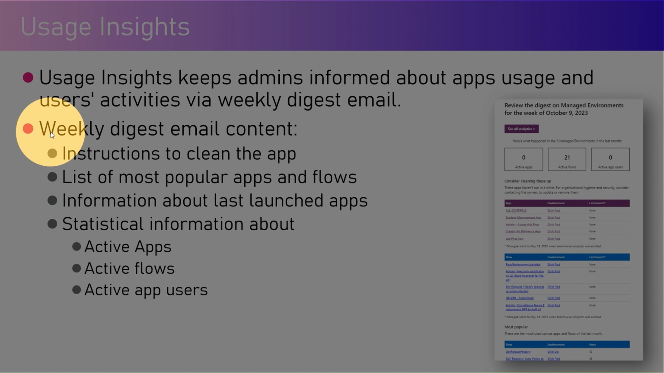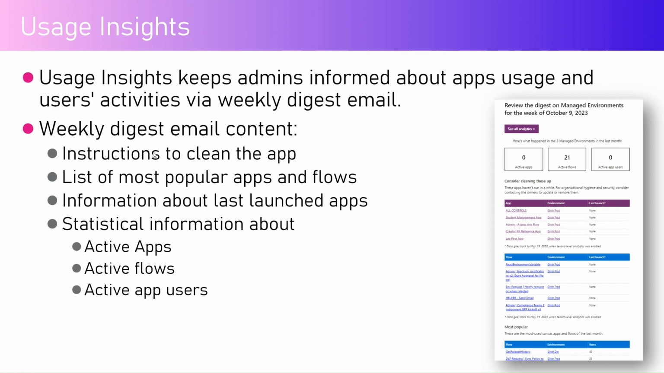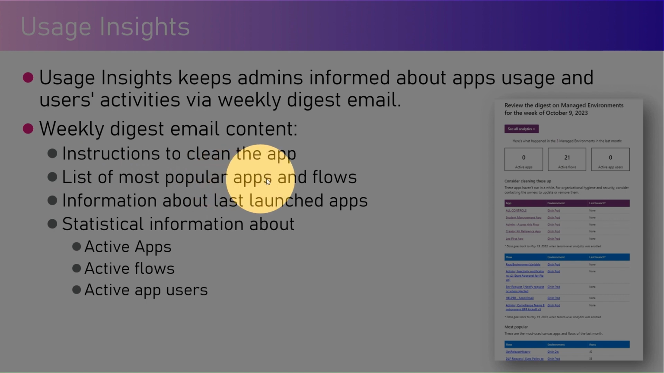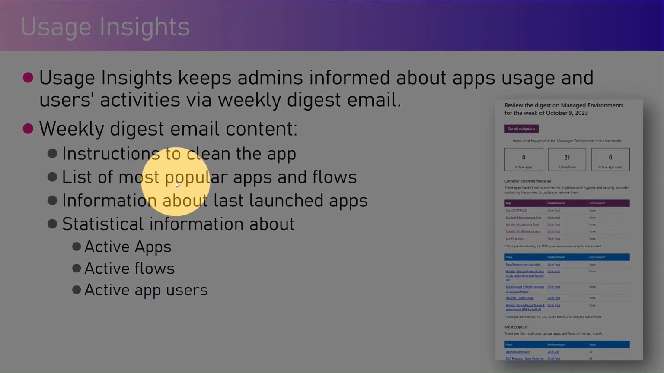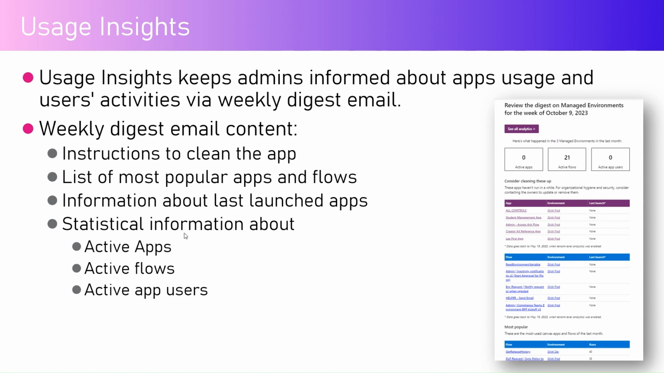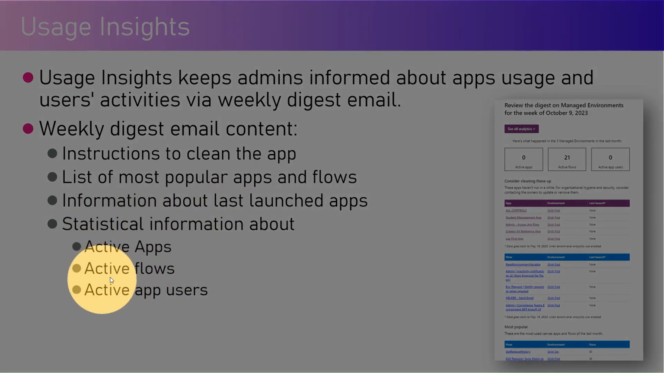What information does the weekly digest email content have? It has instructions to clean the app if the app is either not being used or is stale within your environment. It lists down the most popular apps and flows so that they get traction and you can promote them within your environment more frequently. Then we have information about the last launched apps within the environment as well.